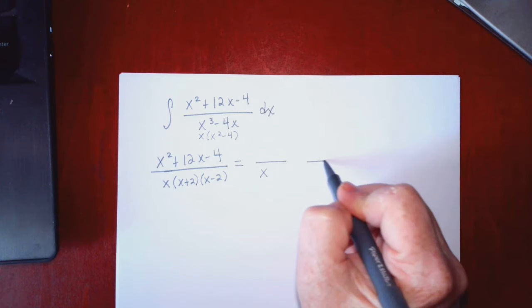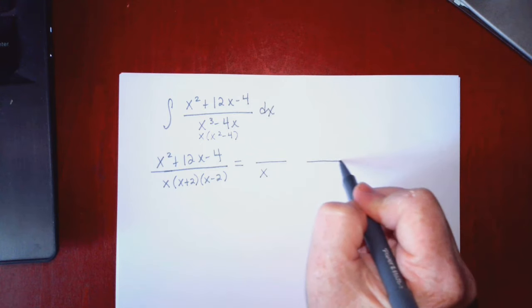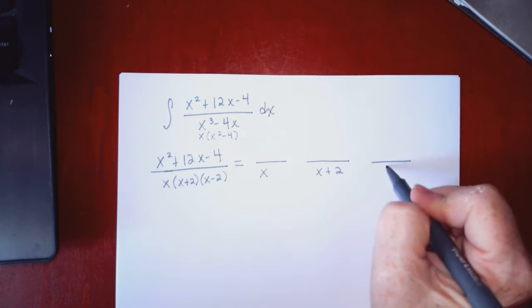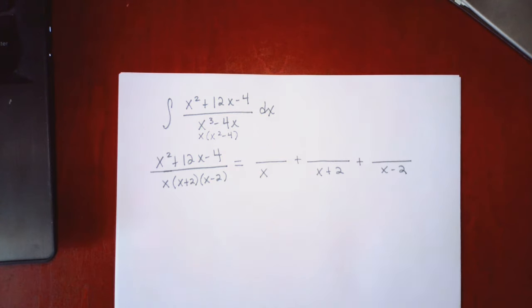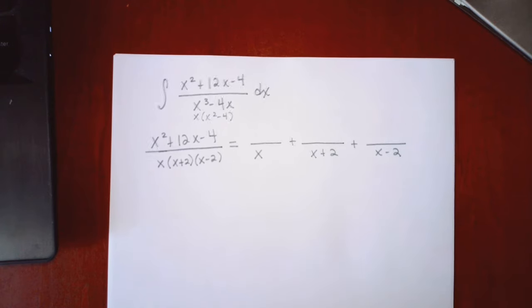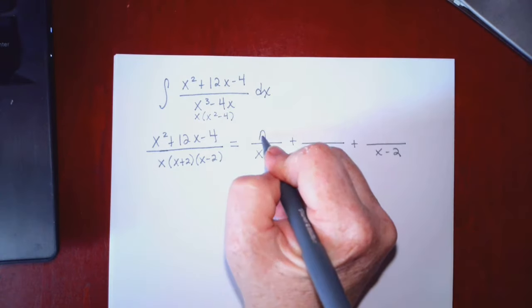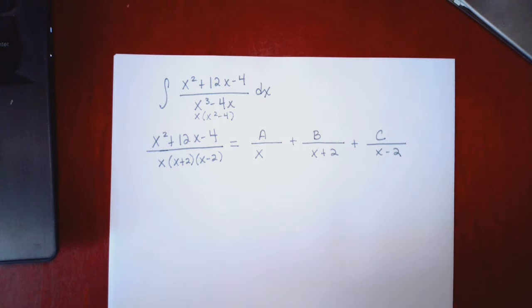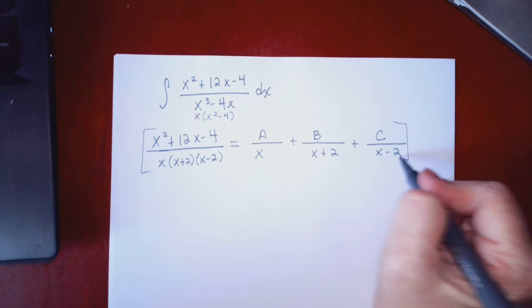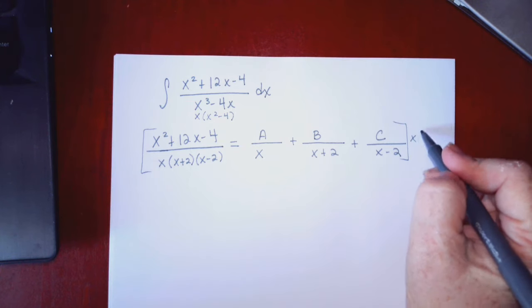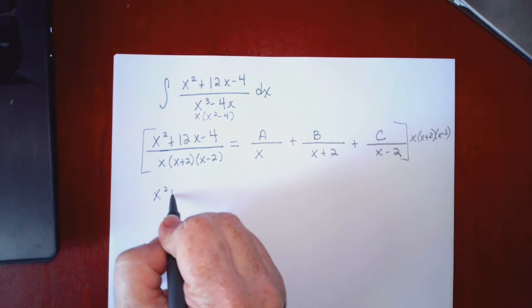So I'm going to need a fraction with an x in the denominator. I'm going to need a fraction with the x plus 2 in the denominator. And I'm going to need an x minus 2 in the denominator. Since these are all three linear factors, I just have constants in their numerators. Okay. So when we multiply both sides by the least common denominator, which is x times x plus 2 times x minus 2, I'm going to multiply both sides by that quantity.